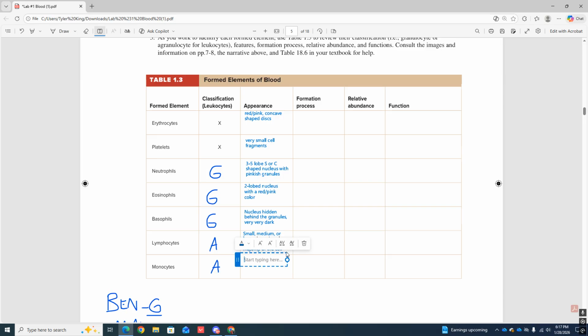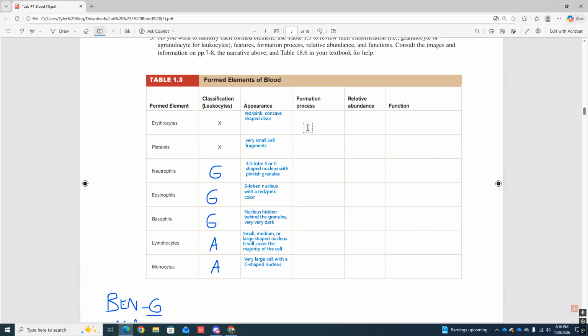Monocyte, what is this one? So this is a very large cell with a C-shaped, singular lobe nucleus. I will just say C-shaped nucleus. All right, so very, very straightforward. If it has a C shape and doesn't look like it has any lobes to it, it's a monocyte.